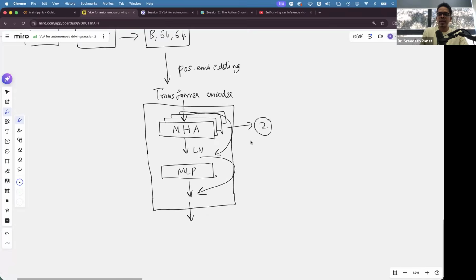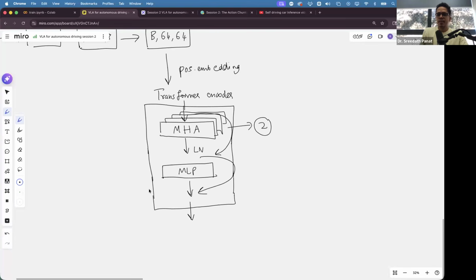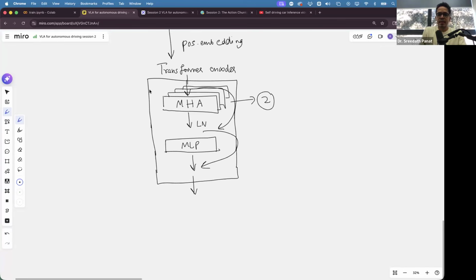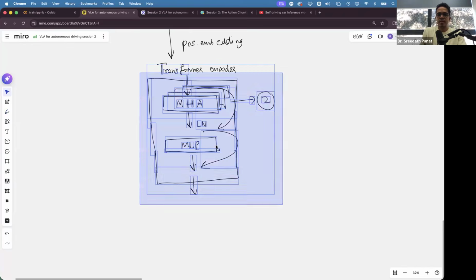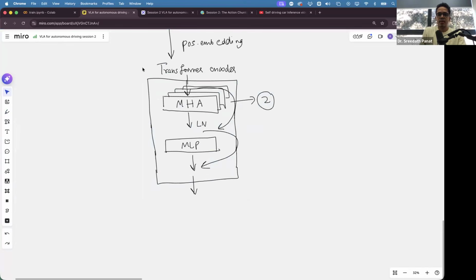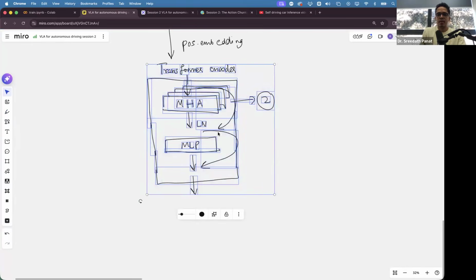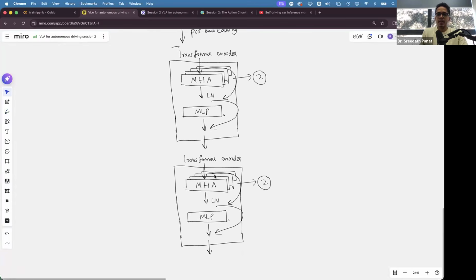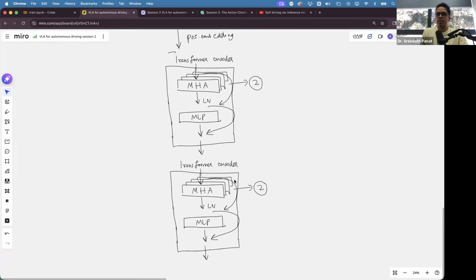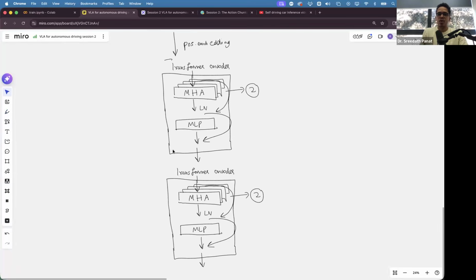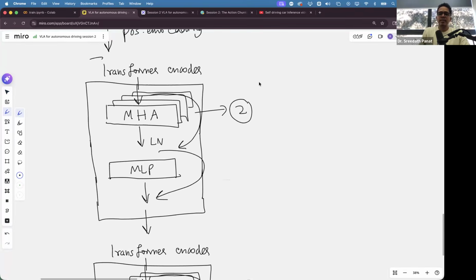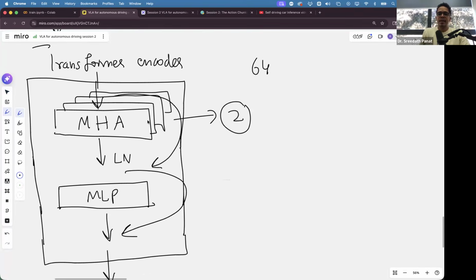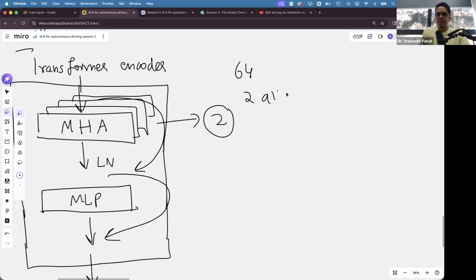And if the transformer has multiple transformer blocks in series, the same thing will repeat n number of times. So this is the transformer architecture. This is the same encoder that we are using in this case: multi-head attention followed by multi-layer perceptron. The dimensionality of my embedding space is 64, and the multi-head attention has 2 attention heads.